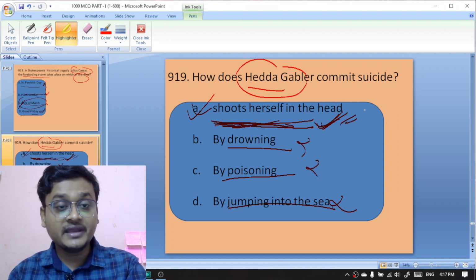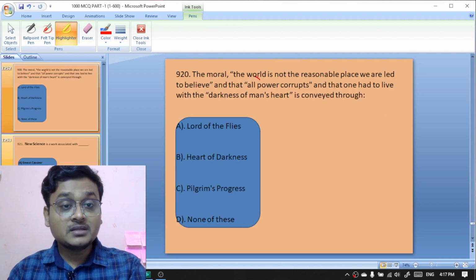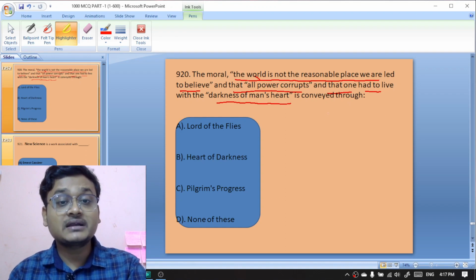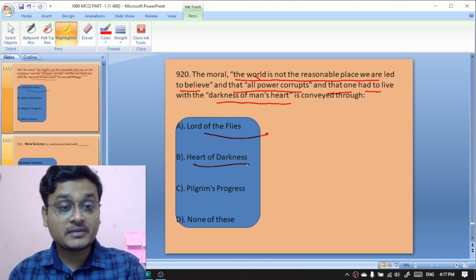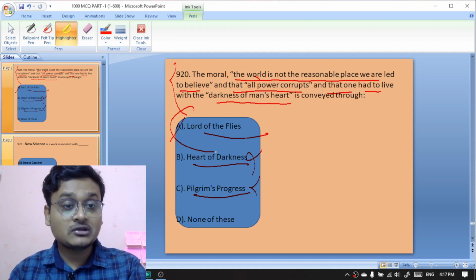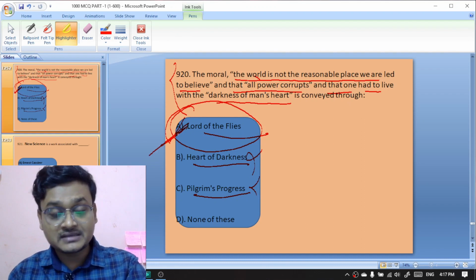Shoots herself in the head. Is there a right answer over here? The moral: the world is not the reasonable place we are led to believe, and all power corrupts. And one has to live with the darkness of man's heart. It's conveyed through Lord of the Flies, Heart of Darkness, Pilgrim's Progress. So this moral was conveyed through William Golding's novel, that is Lord of the Flies. So A is the right answer here.